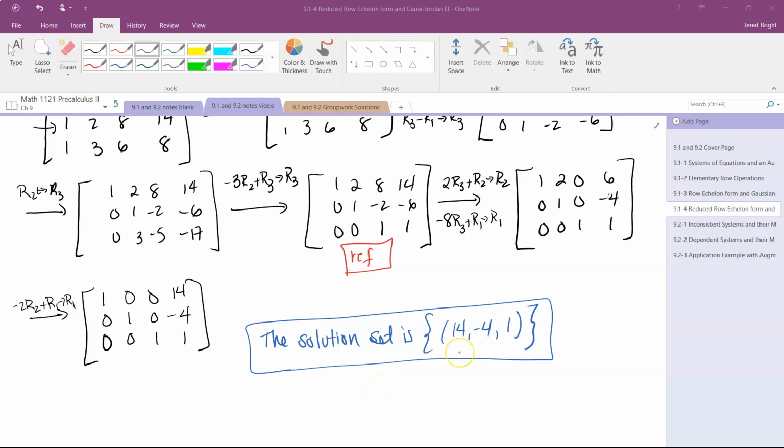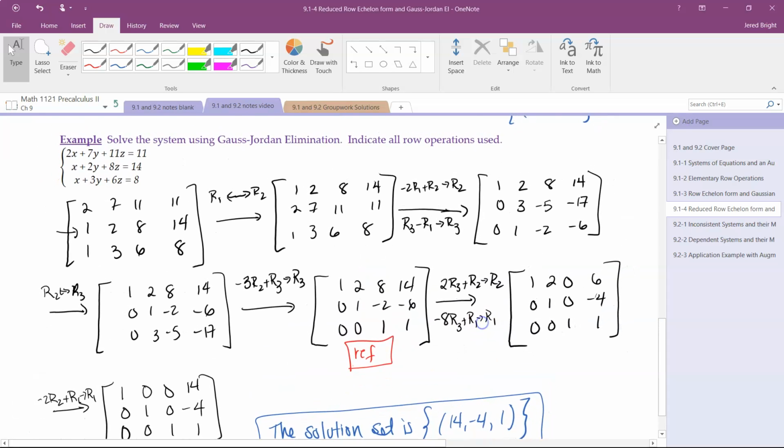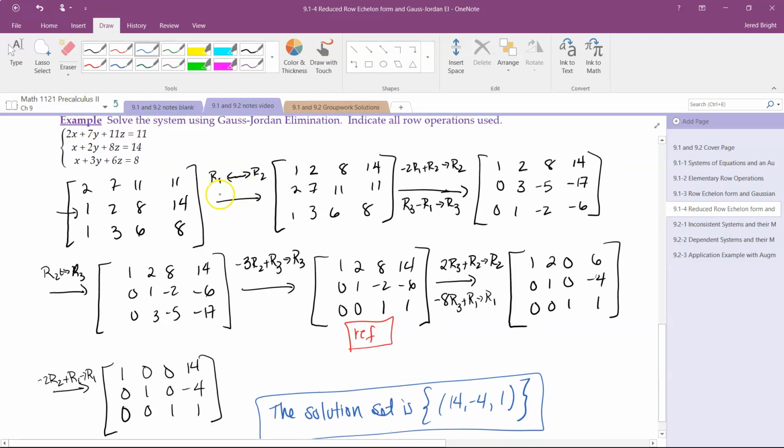All right, so at the end, I got 14 for x, -4 for y, and 1 for z. Hopefully that matches yours. If it didn't, here are the steps that I took. I'll zoom out just a little bit so we can get it all on one screen. I started by switching row 1 and 2 as I indicated. Next, I wanted to knock out these 2 entries, because those can't exist, so I take -2 of row 1 plus row 2, put that in row 2, and then I took row 3 minus row 1 and put that in row 3. Mainly, I did it so that I would get a positive 1 here instead of a negative 1. You could have done it in the other order.